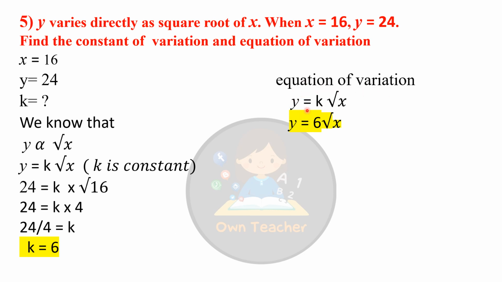Equation of variation. y is equal to k root of x. We know the value of k is 6. So we will put y is equal to 6 root of x.